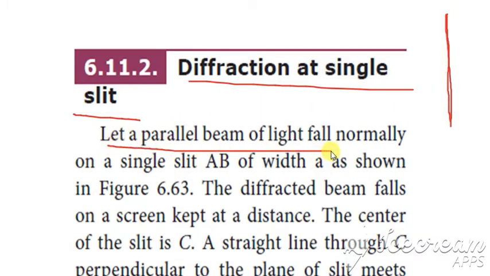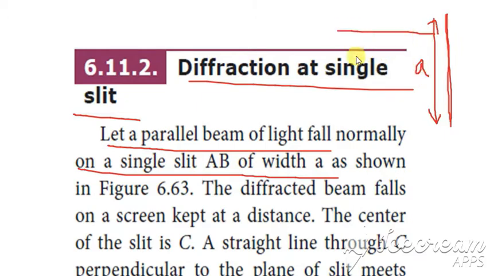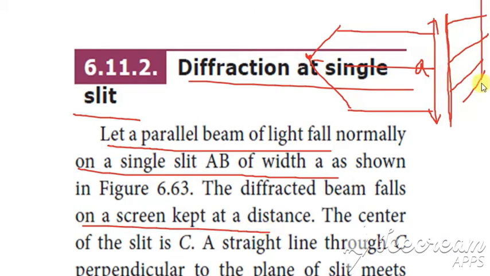Let us consider a parallel beam of light which falls normally on a single slit AB, and this has a width a. Here a parallel beam of light from any source is made to fall. Then the diffracted beam falls on the screen which is kept at a distance. And the center of the slit is C.